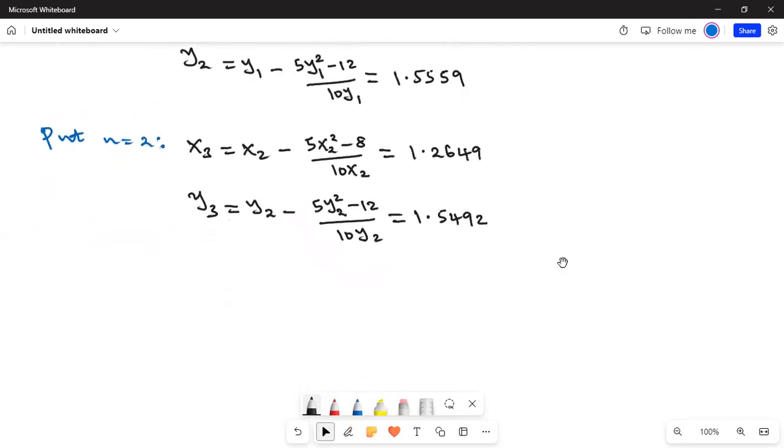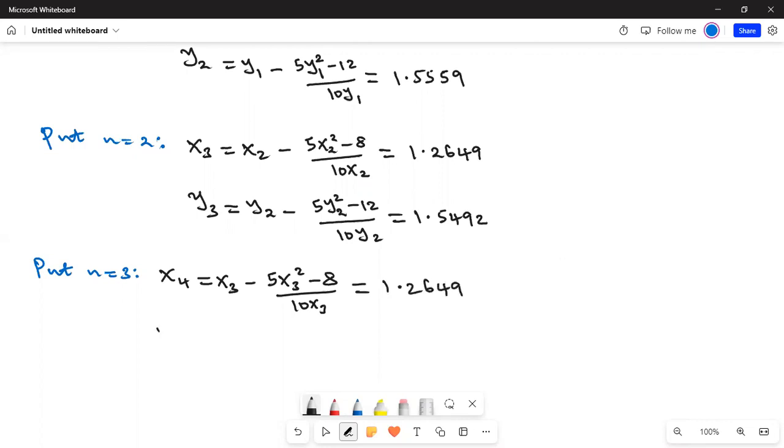We proceed until we achieve convergence. So let's try n is equal to 3. We are going to get x4 is equal to x3 minus 5x3 squared minus 8 over 10x3. That is 1.2649. Y4 is equal to Y3 minus 5Y3 squared minus 12 over 10Y3. And this is again equal to 1.5492.